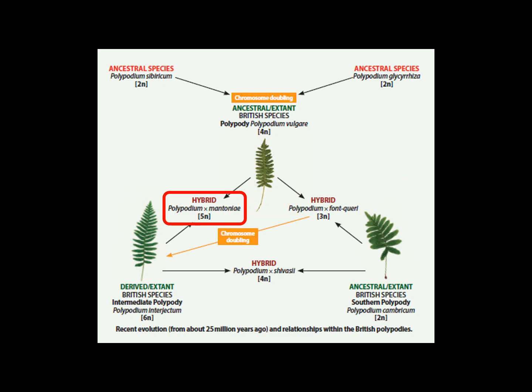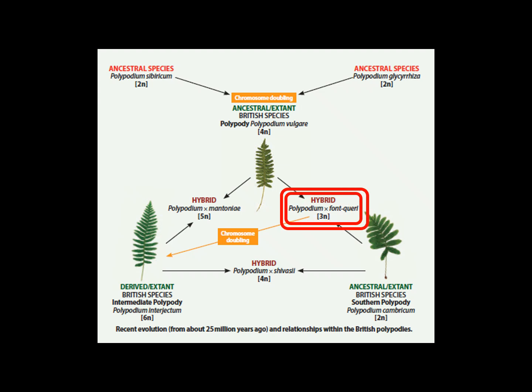One of them, between the common and intermediate Polypodies, is sterile because it has an odd number of chromosome sets, 5. The next hybrid, between the intermediate and the southern Polypodies, is again sterile, though with an even number of chromosome sets, carrying genes which are just too different to allow reproduction. The third hybrid is between the southern and common Polypodies. It is also sterile, with an odd number of chromosome sets, 3.